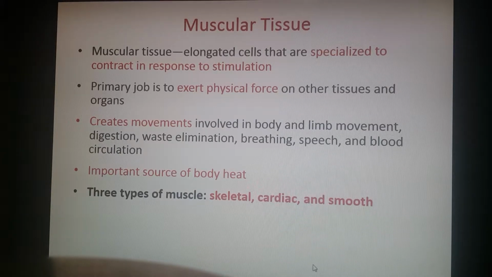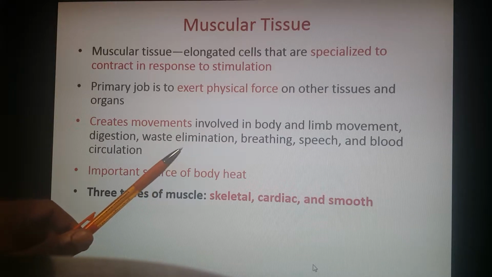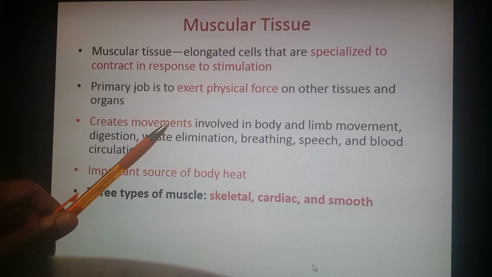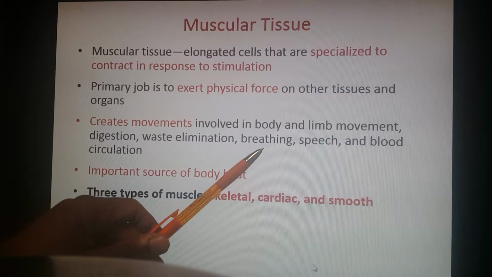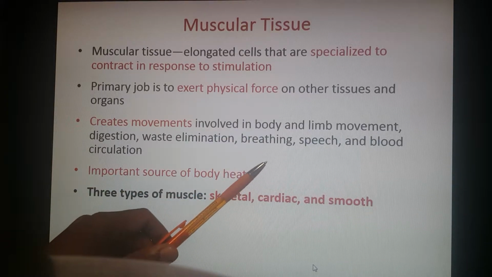When it does create movement, it does so with just your limbs or other parts of your body, helping with digestion, so the contracting muscles of your stomach, helping with waste elimination, so contractions of your intestines to move your feces down toward your rectum and anus, and eventually opening of the anus so that you can get rid of it. Helping with breathing, so helping to change pressure to allow for our gases to go into the body as well as move out of the body.